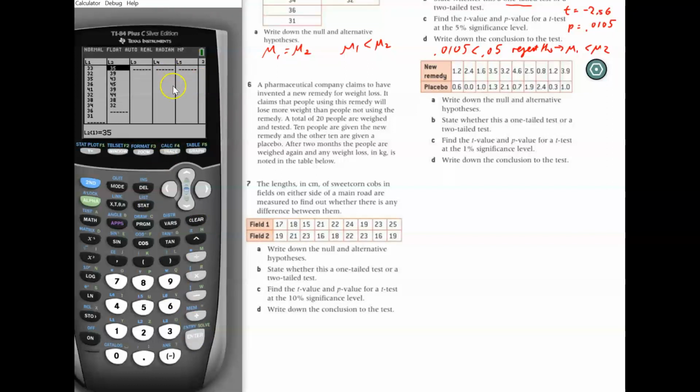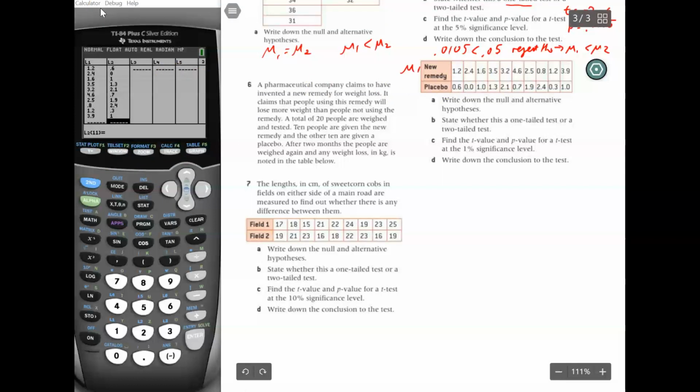Stat edit. Okay, so we're going to put this data into the calculator into L1 and L2, and then I'll be back in a second. So let's say that the new remedy is mu1 and the placebo is mu2. Write down the null hypothesis. The null hypothesis is that the mean weight loss for both is the same. And the alternative hypothesis is... these are weight losses here.